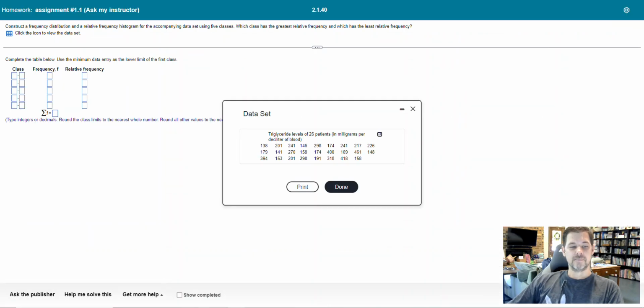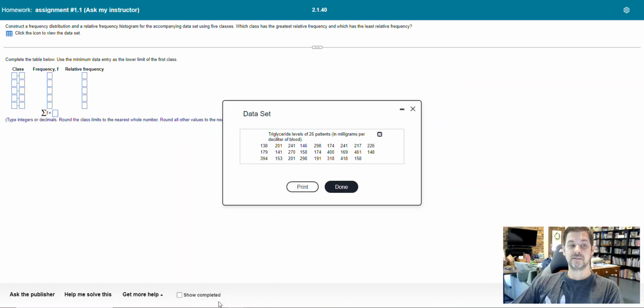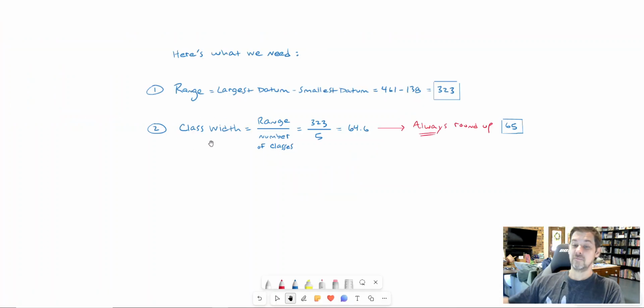All right, now I'm going to go back to my notes, and it says range is the largest datum minus the smallest datum, 461 minus 138. So the range is 323. Now we use that number to find the class width. The class width is used to find these class limits. See how it says class right here, and then there's a small number to a big number, and then the next class is another small number to another big number. Those classes are made of these class limits from start to finish. Then the next class, start to finish. I use the class width to figure that out.